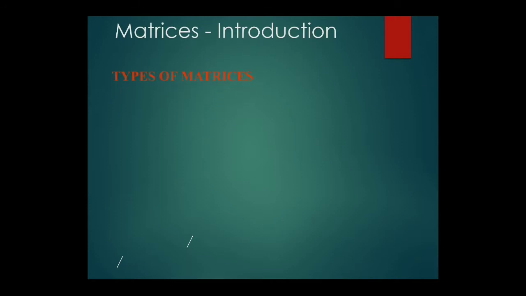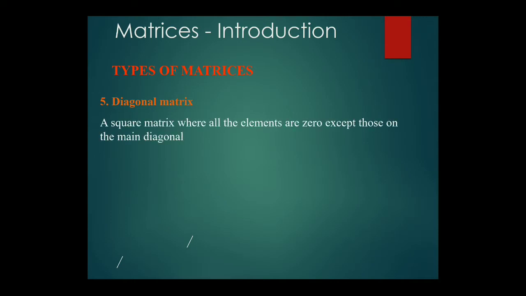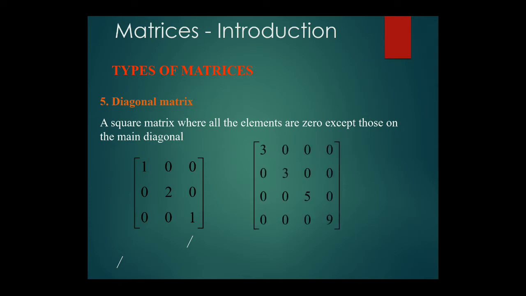A diagonal matrix is just the same as a square matrix, but only the diagonal elements are nonzero and the non-diagonal elements are 0. So let's see an example we have here. In the first example, we have a 3 cross 3 matrix. We can see we have 1, 2, 1 as the diagonal elements and the rest of the elements are 0. The next example, we have 3, 0, 0, 0, 3, 0, 0, 0, 5, 0, 0, 0, 0, 9. So basically our diagonal elements are 3, 3, 5, 9 and the rest are 0. So these are the conditions.